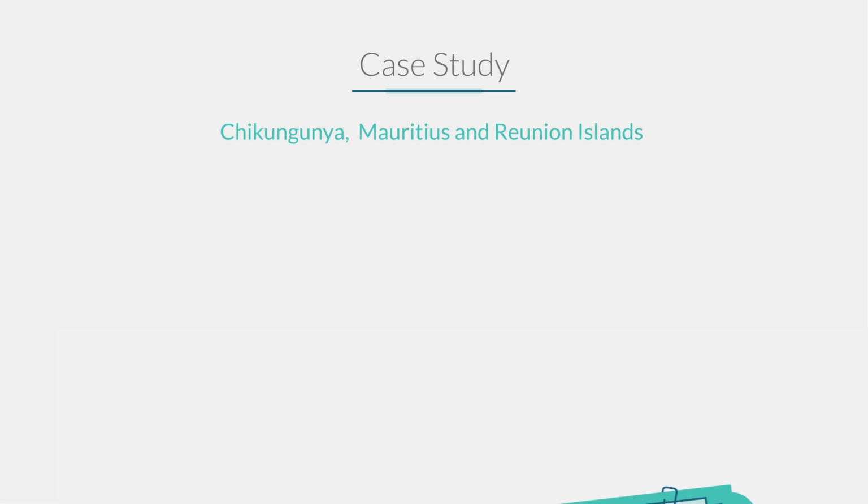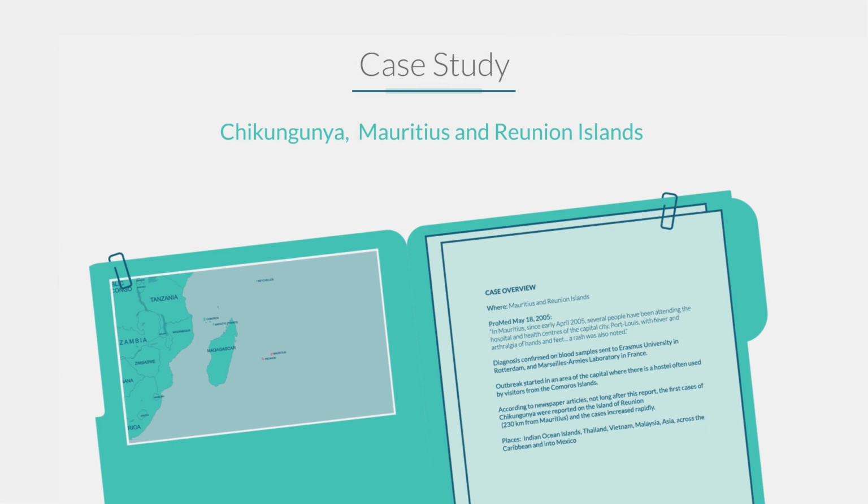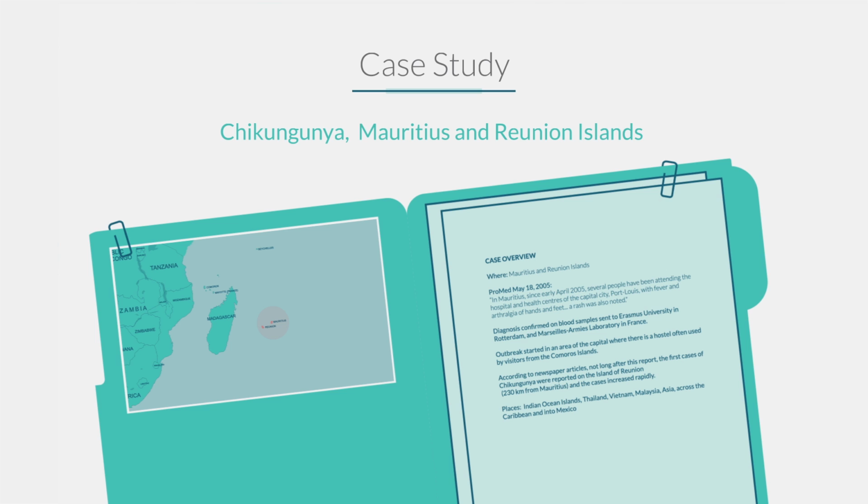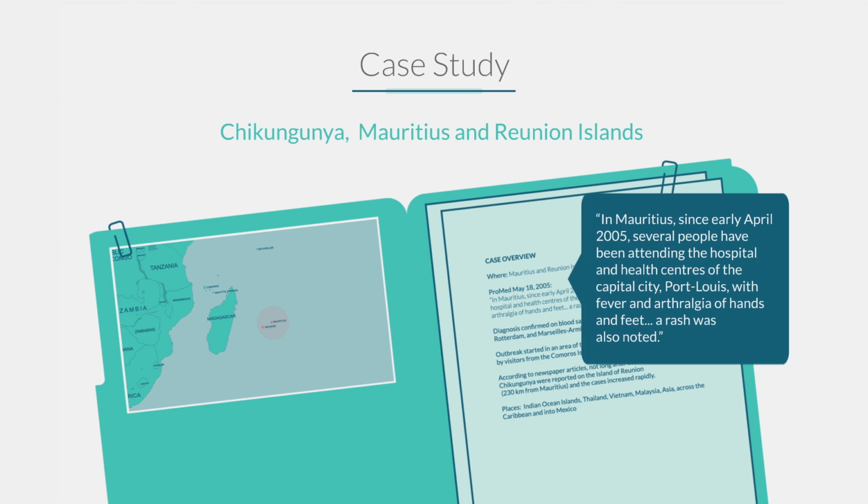This next case study looks at chikungunya cases in Mauritius and Reunion Islands. It illustrates how innovative surveillance methods used in conjunction with traditional surveillance helped to rapidly identify an outbreak. On May 18, 2005, a health professional reported on ProMed that in Mauritius, since early April 2005, several people have been attending the hospital and health centers of the capital city, Port Louis, with fever and arthralgia of hands and feet. A rash was also noted.